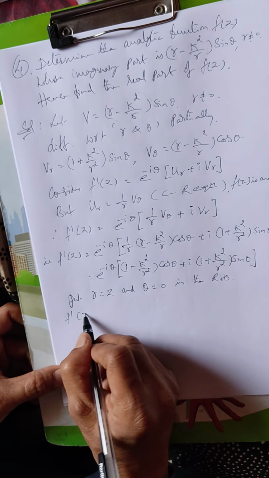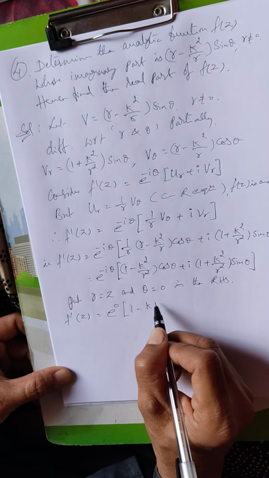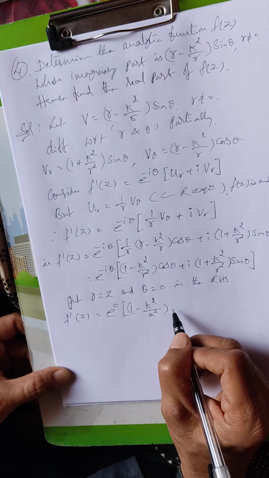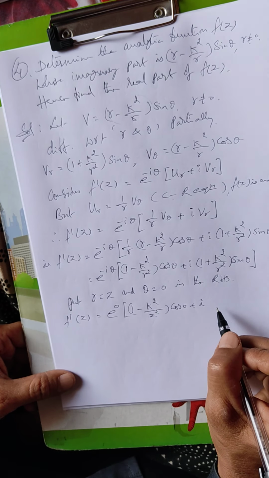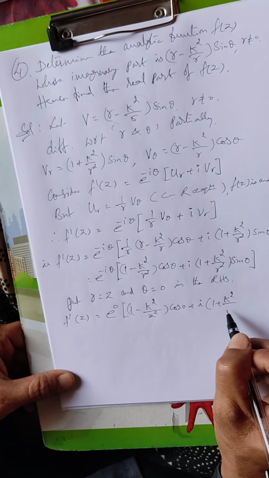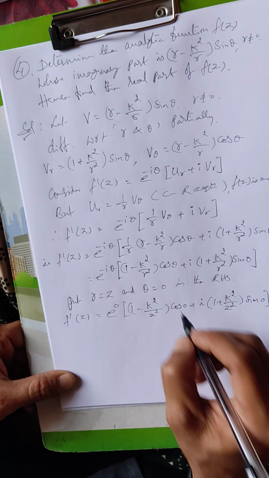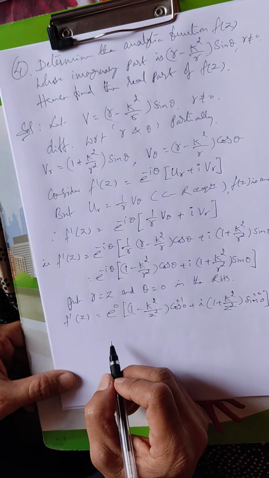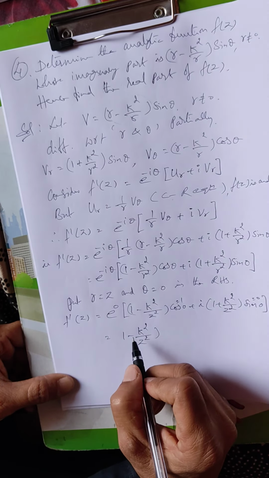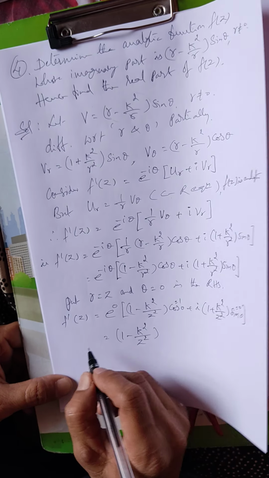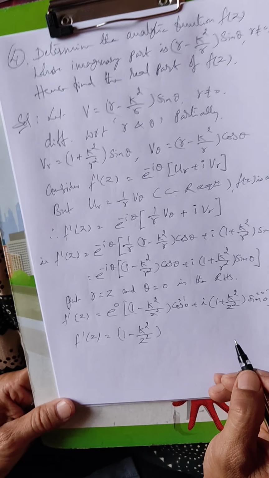We get f dash of z is equal to e power 0, theta is 0, 1 minus k square by z square into cos 0 plus i into 1 plus k square by z square into sine 0. And you know cos 0 is 1, sine 0 is 0. We get 1 minus k square by z square into 1. That is f dash of z.